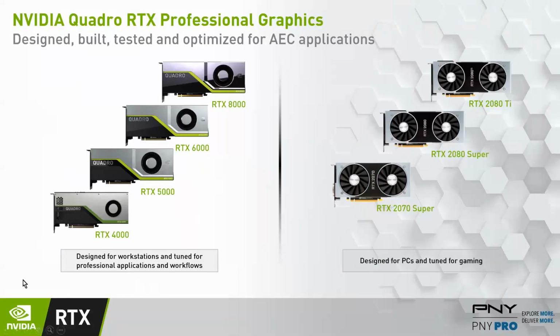So we're going to cover the Quadro RTX product line very briefly, starting with the RTX 4000. The point I would like to make about Quadro, though, before we go into specifics, is Quadro is designed for workstations and tuned for professional applications and workflows, the things you do with your computer to make a living. GeForce, excellent products, superb products, but their design center is the PC, and they are optimized and tuned for gaming. That said, let's go to the next slide.